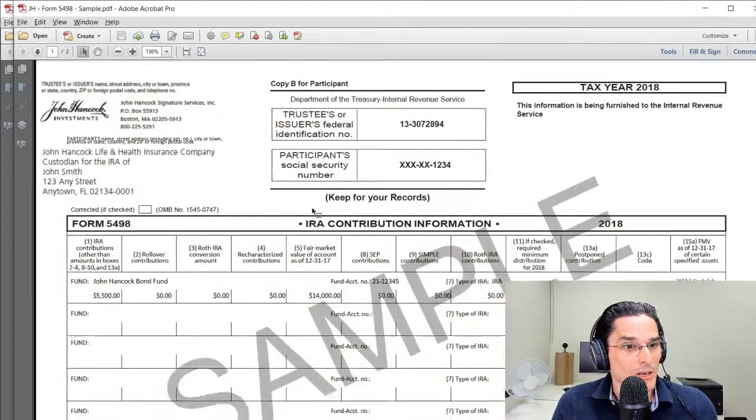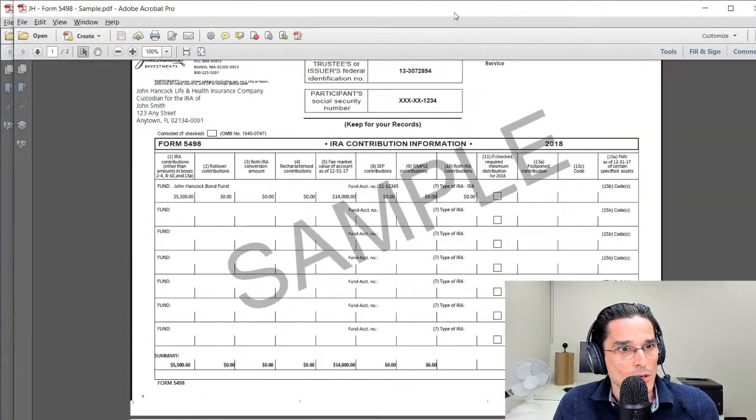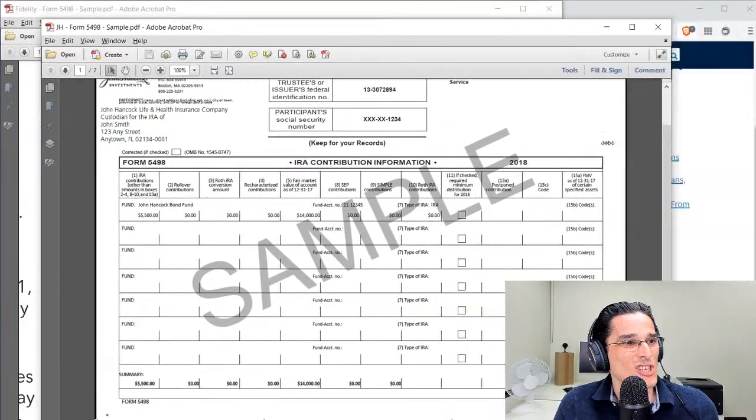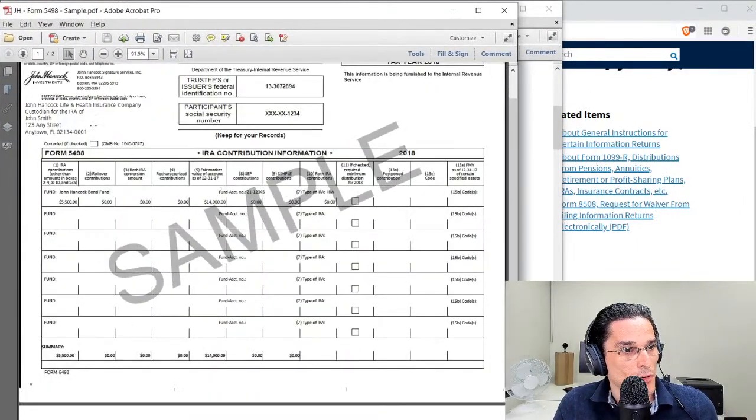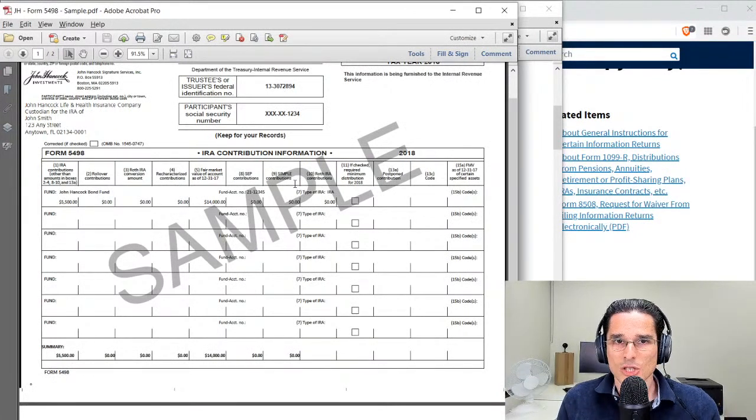Another example, it can also look like this. All right, so a little bit different, but has generally the same information. So if you have a multitude of IRA accounts, you may see it reported in this fashion, but very generally, it's the same information.